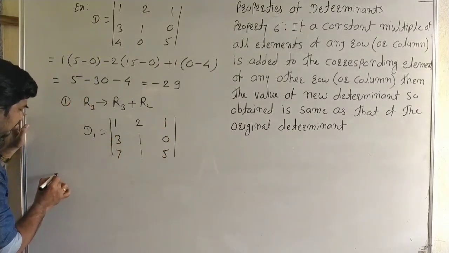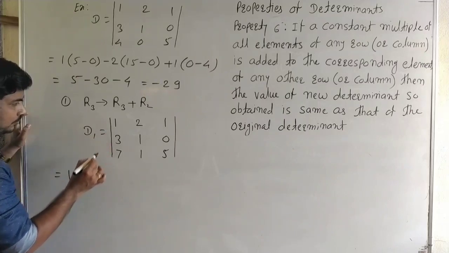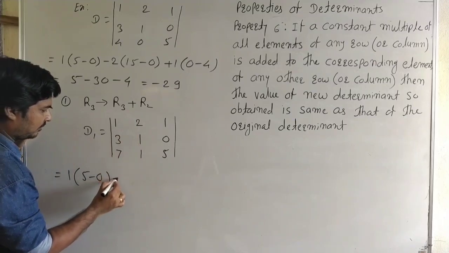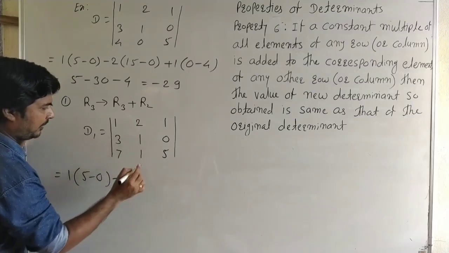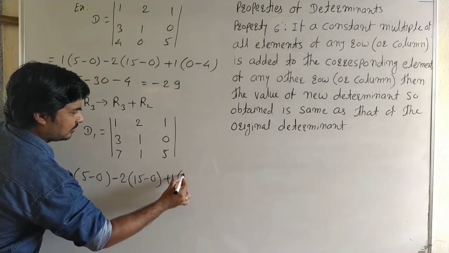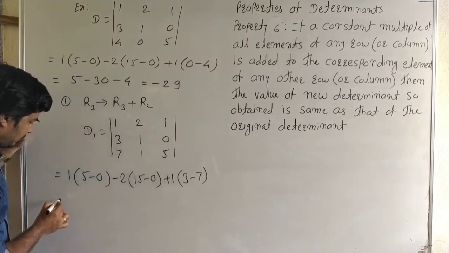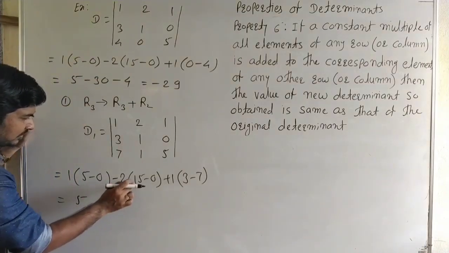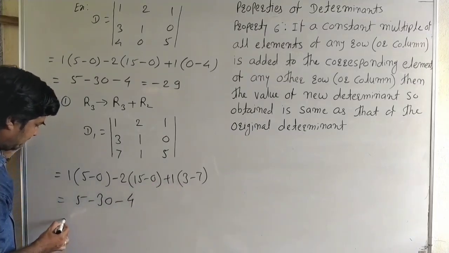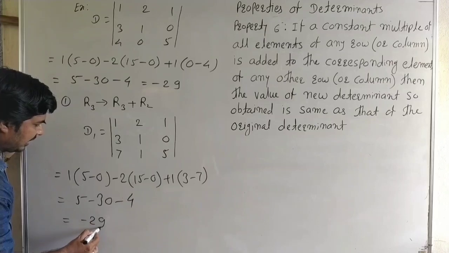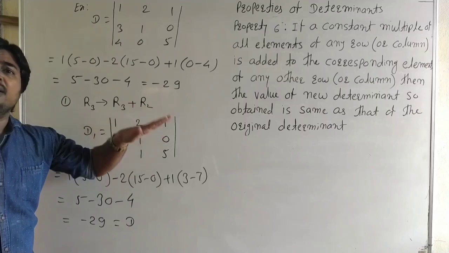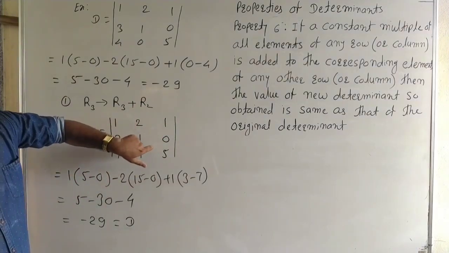Now we calculate this: 1 into 5 minus 0, change the sign of the middle term, minus 2 into 15 minus 0, and plus 1 into 3 minus 7. Now it is 5, minus 30, and here minus 4, and then again it is minus 29, the original determinant value, minus 29. We perform a second transformation on this determinant.